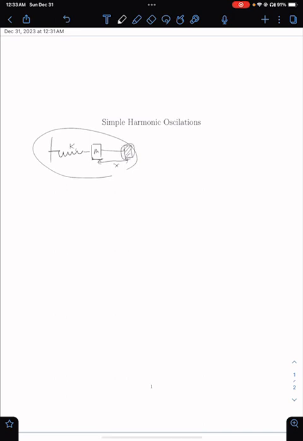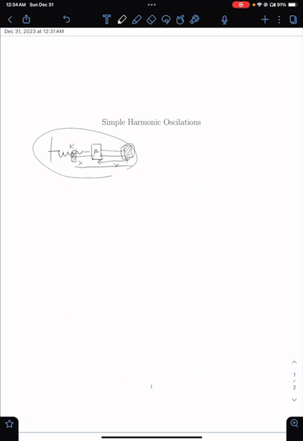So the block is going to go in, and then it's going to get compressed by a distance of x, and it's going to get extended by a distance of x, and theoretically this would happen basically forever because of Newton's first law, granted that there isn't any sort of resistive forces like friction or air resistance. This can go on forever. That's why it's called a simple harmonic oscillator, because it oscillates.